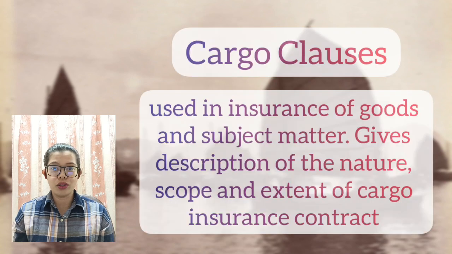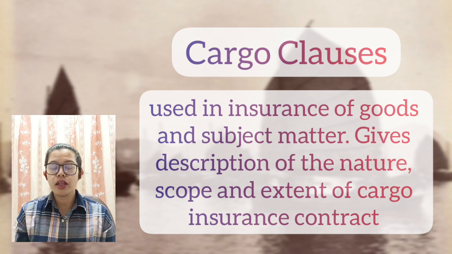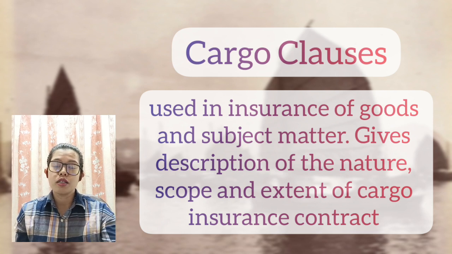Under the marine insurance contract, there are also several clauses that are stated in the policy. So, what are these clauses? We have cargo clauses. These clauses are used in the insurance of goods or subject matter, and they are incorporated into cargo policies. These clauses give a description of the exact nature, extent, and scope of the cargo insurance, and they also define the precise conditions and constraints of the insurance. Some additional cover that may be sought, or which may be excluded from the policies, is inserted through special clauses.